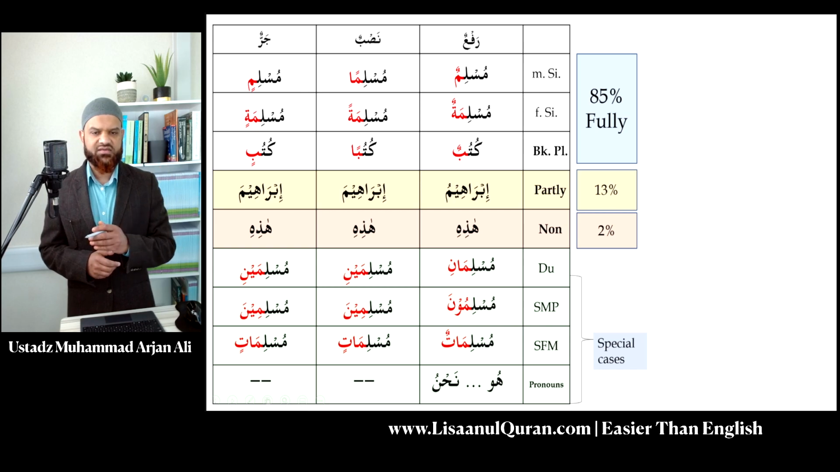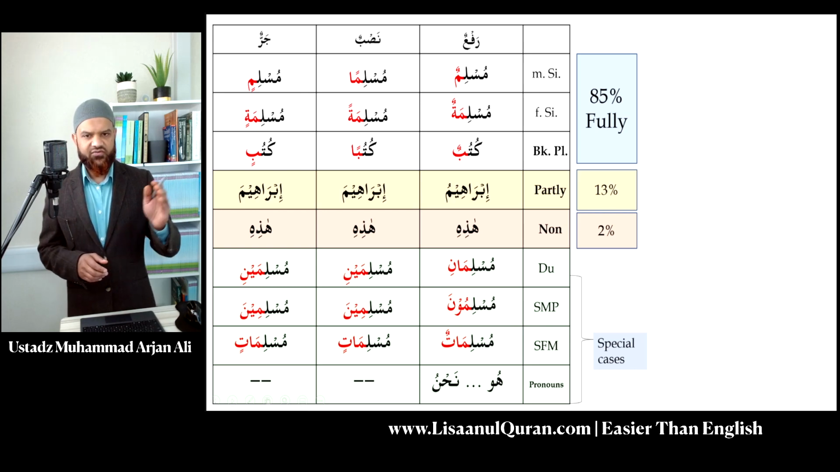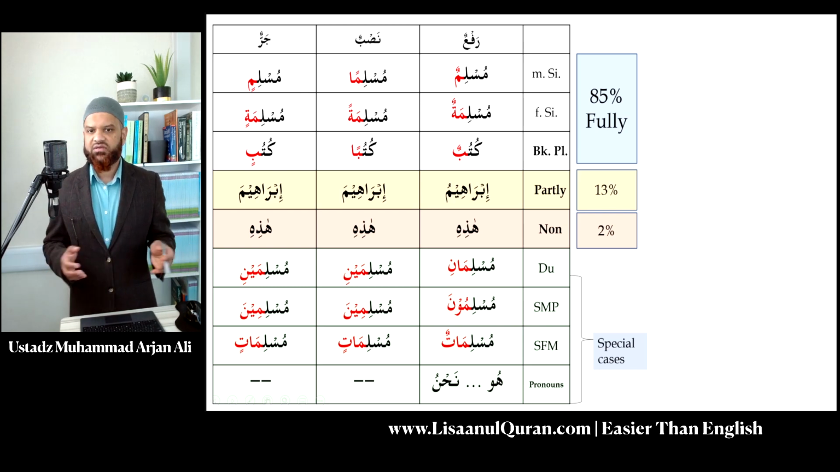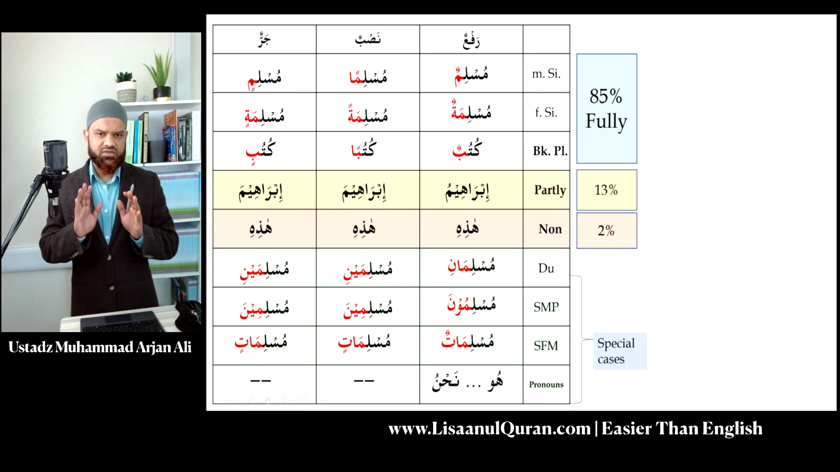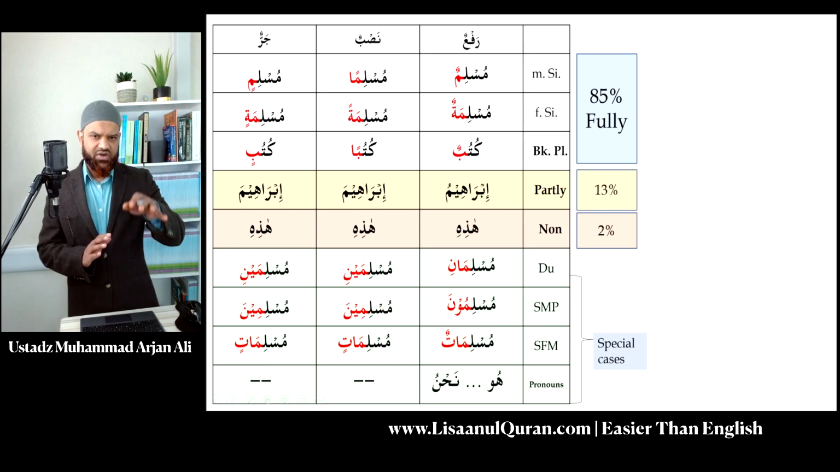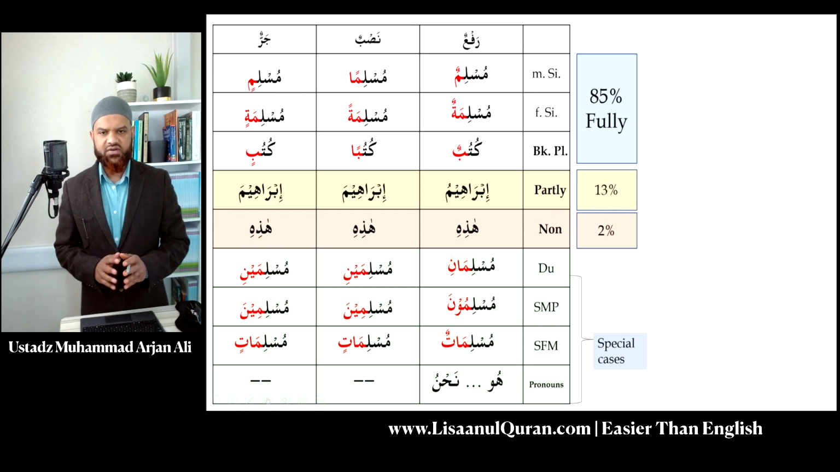So every time you see kasra, you will not assume it is jar. Every time you see dhamma, you will not assume it is rafa. Or fatha, you will not assume it is nasab, because verbs have them also, and you'll get even more confused. So just remember, it's the categories, and alhamdulillah, the way I've laid it out for you, that is all you're going to need for what we have described so far.